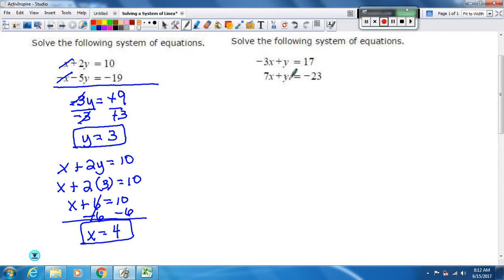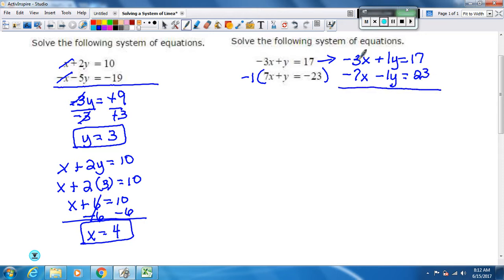I'm going to need to change the signs of one of these equations. It's like multiplying everything by negative 1. So on the top, I'm going to leave that one alone. Negative 3x plus, I'm going to write it as 1y equals 17. This one, I'm going to multiply everything by negative 1. In other words, change all the signs. So it's going to be negative 7x minus 1y equals positive 23.